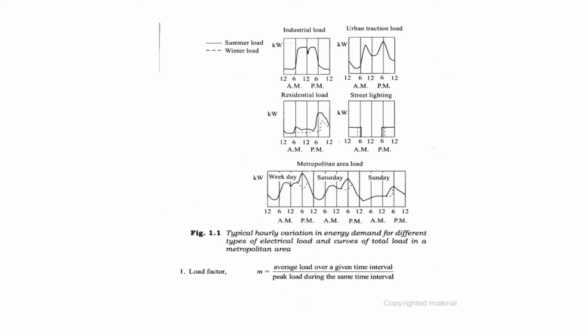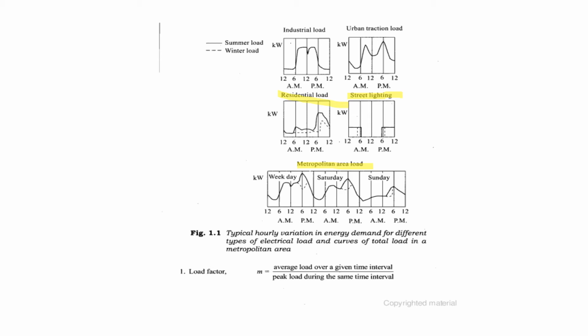Now we look at this load curve. I will go to the highlighter. So this is called the residential load. This is a street light. This is the metropolitan area. This is given for 24 hours, midnight to 12 to next day midnight. That is the 24 hours.